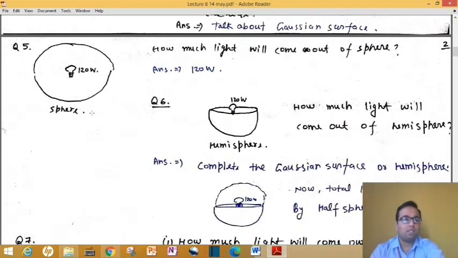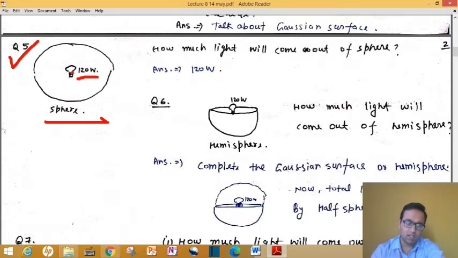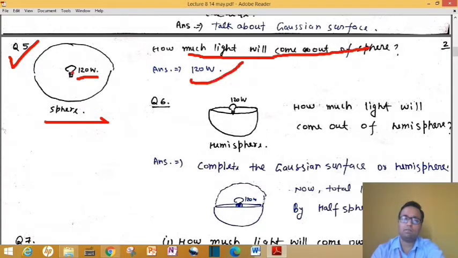Like I have mentioned, question number 5 over here. This time we have a sphere. Remember, this is not a circle, this is a sphere, and a 120 watt bulb is placed exactly at the center of this sphere. My question is the same: how much light will come out of this sphere? Your answer will be simple, sir, it will be 120 watt, because your bulb is of 120 watt.